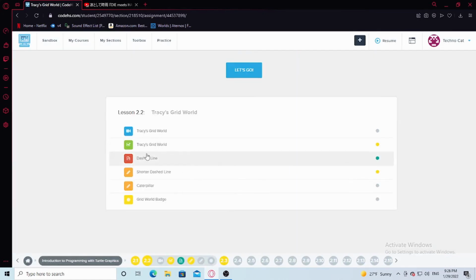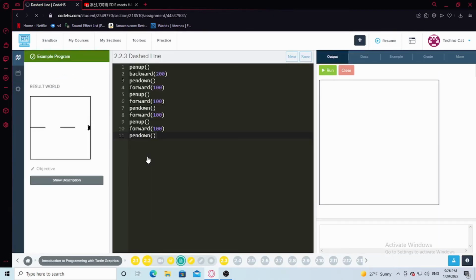Now, we're going to skip to dashed line, because in this unit, we're going to be introduced to the pen up and pen down. What this does is that it makes it so that Tracy doesn't always draw, and you can get things such as this dotted line. So, once again, pretty straightforward. Pen up, she's not going to draw, because the pen is up. It's not touching the canvas. Backward, that's a new one. Pen down, she's going to put the pen right down, and if she moves again, then she's going to draw. So on and so forth.